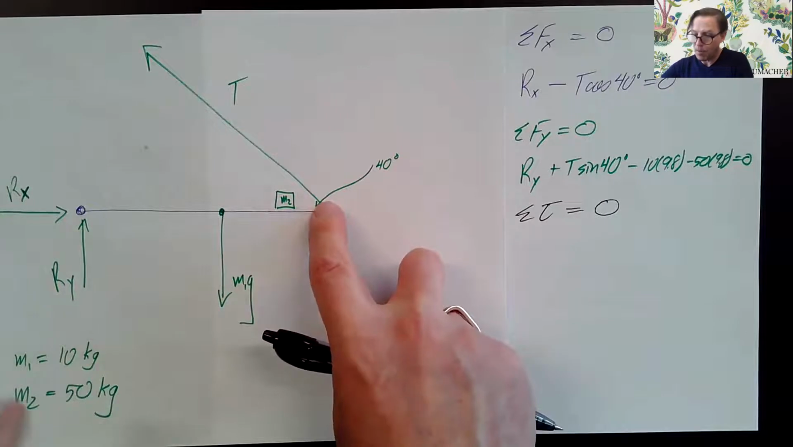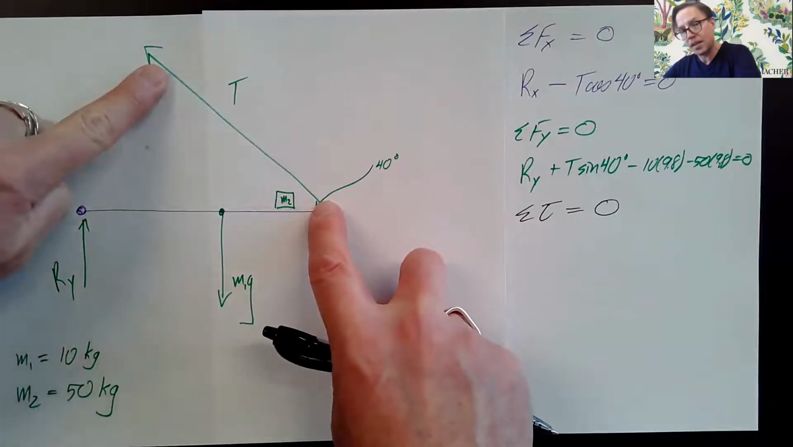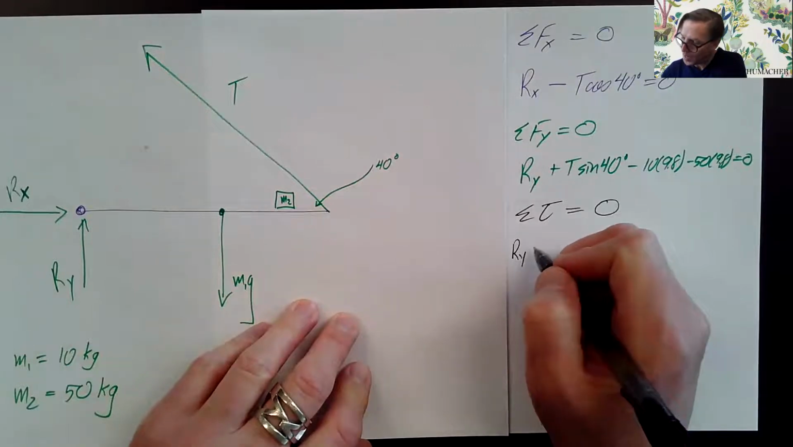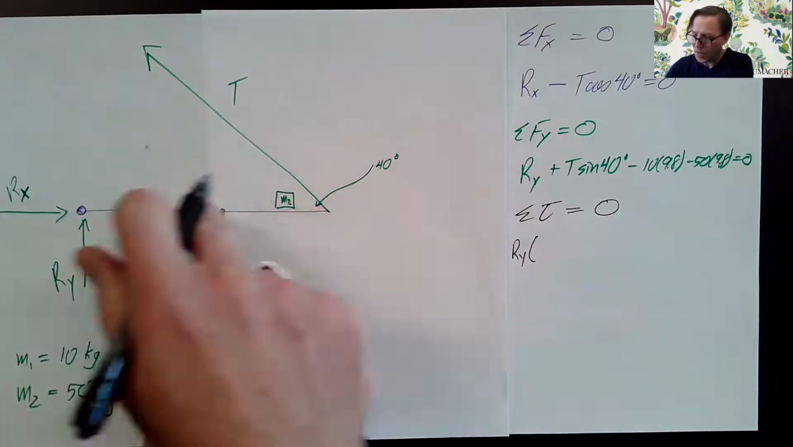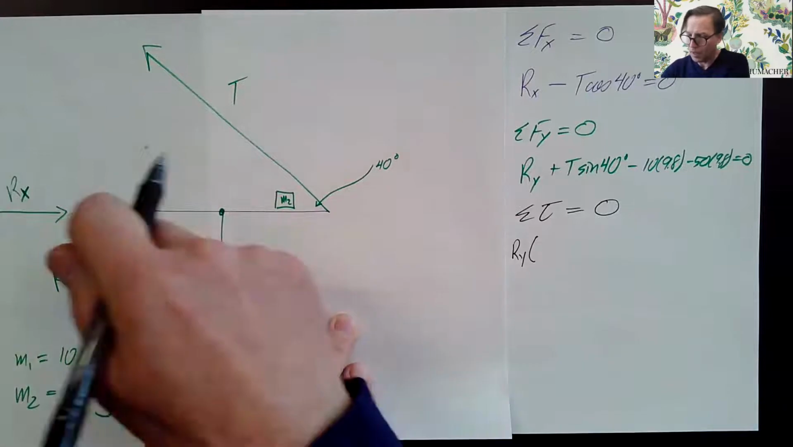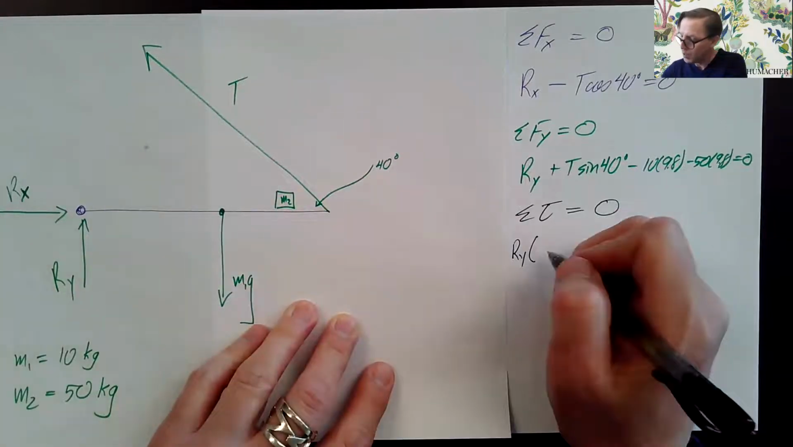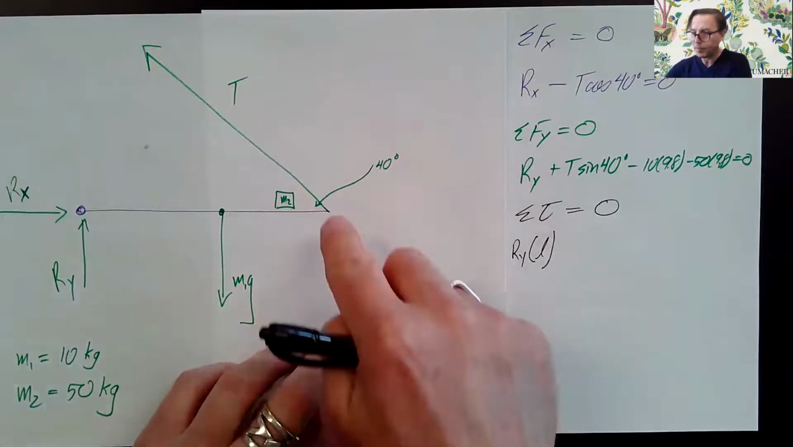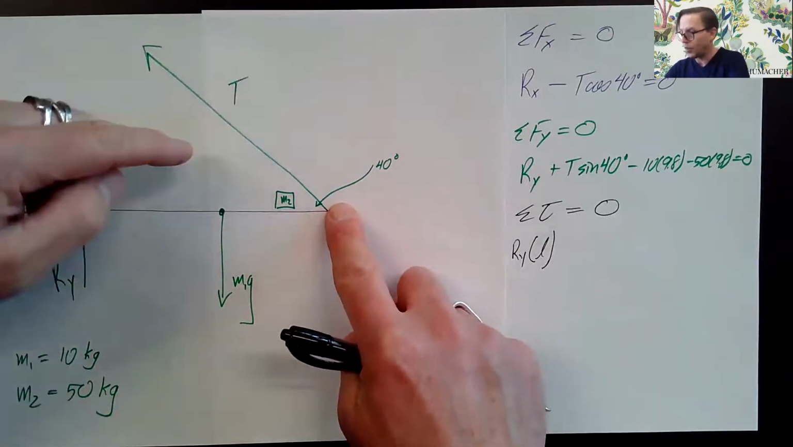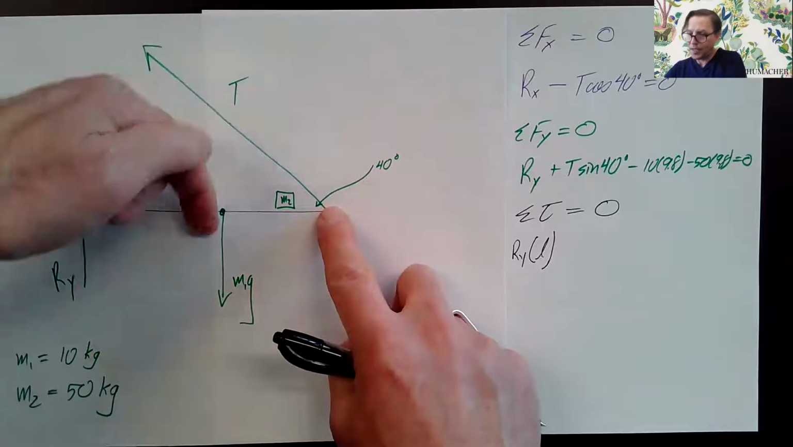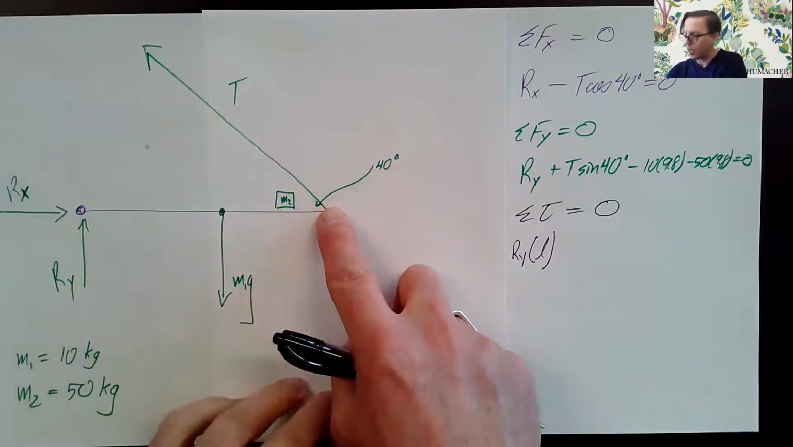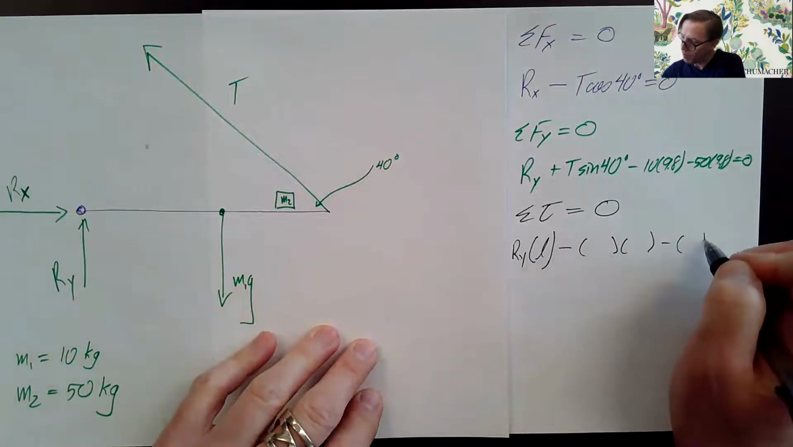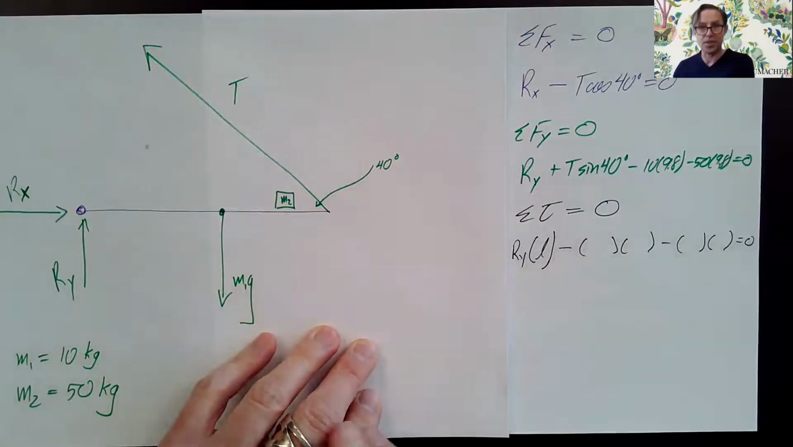But this is the pivot point. Ry makes it spin clockwise. So I'm going to say Ry times distance. Oh, I still don't know the length of this beam. So I'm just going to call it L, the length of the beam. Force times distance, clockwise. So I'm calling clockwise positive here. This and this make it spin counterclockwise. So I'm going to say minus force times distance minus other force times distance equals 0.